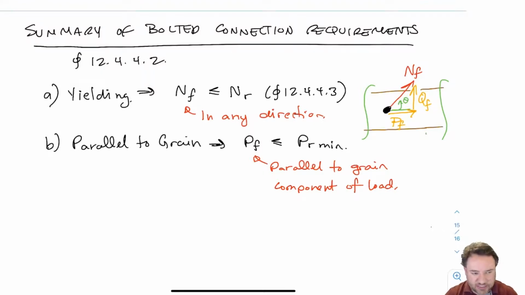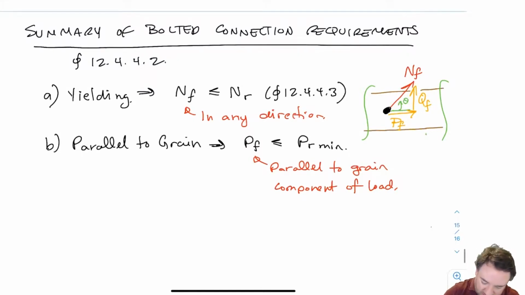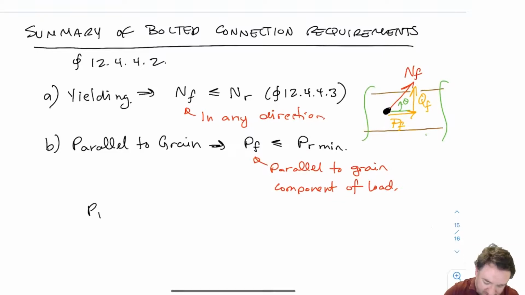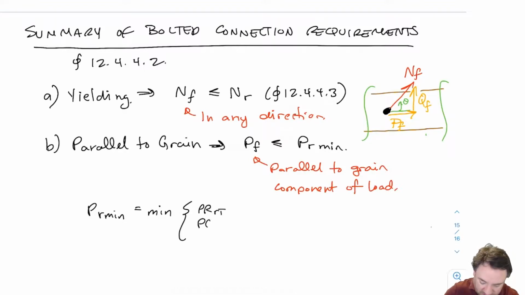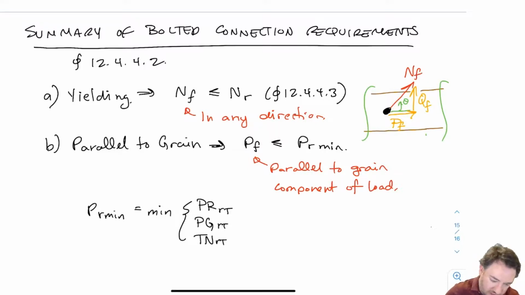Now in the standard, instead of PR min, it just says PR, but I like to write it as PR min because PR min is a minimum of all of the different potential parallel to grain failure modes. So we have PRRT, we have PG, let me make these a bit bigger. We have PG, which is our group tear out, and we have RTN, which is our net tension.